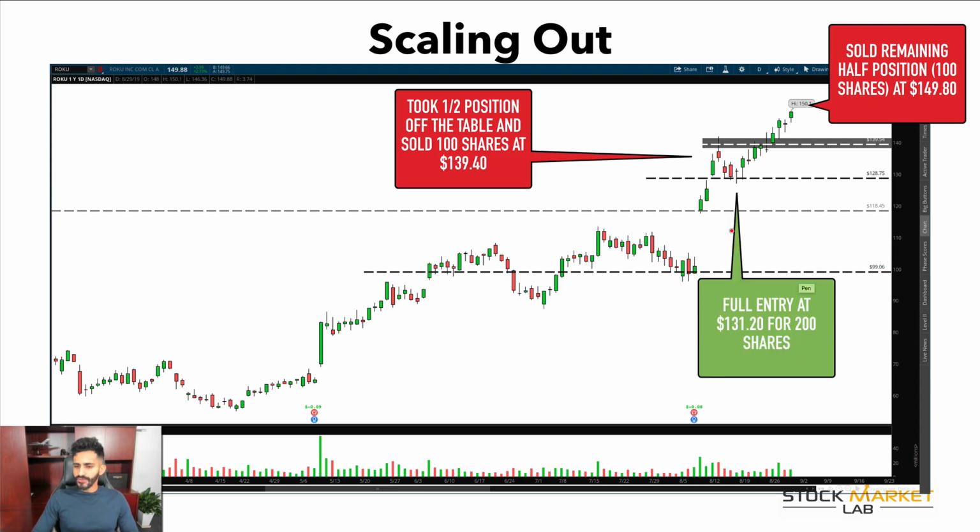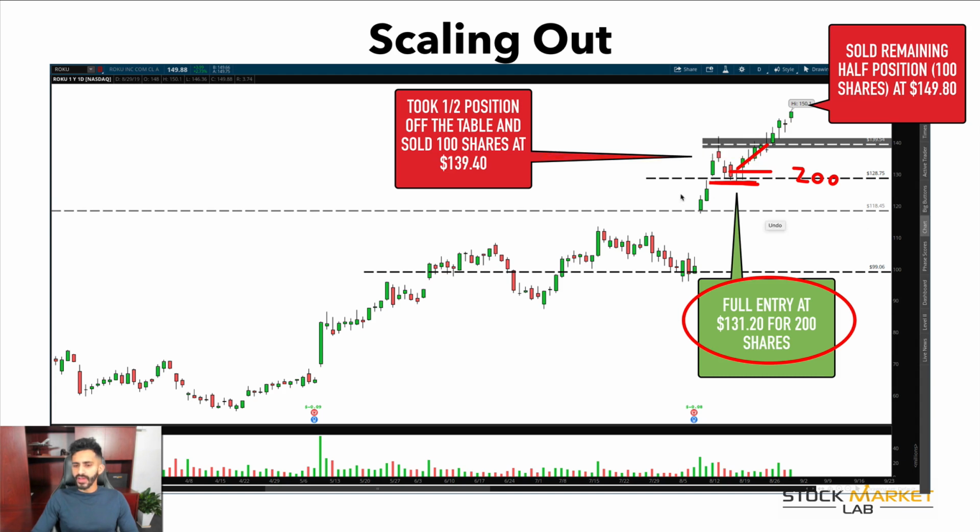So when you look right here, the first entry that we took was about at 131.20. That's the first entry. So we take a full entry, we don't scale in, we buy 200 shares right at 131.20. Now after we buy 200 shares right there, the stock goes from 131 to 139. It's facing a major resistance level.